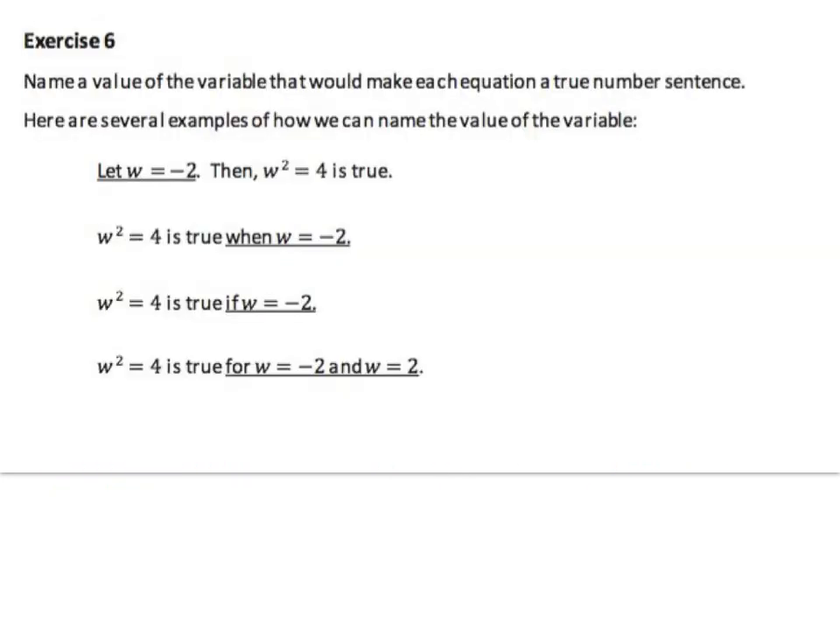So let's talk about that. Name a value of the variable that would make each equation a true number sentence. Here are several examples of how we can name the value of the variable. So our equation is w squared equals 4. We can represent any real number we care to choose. Any real number, it's our domain. Okay, we're looking for w's. We want any real number, its domain.